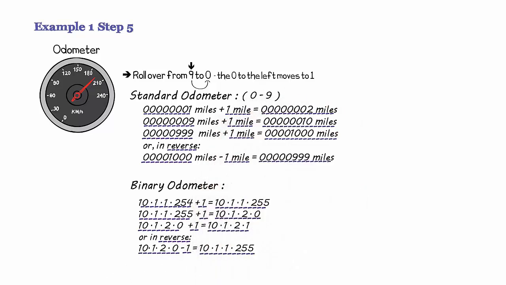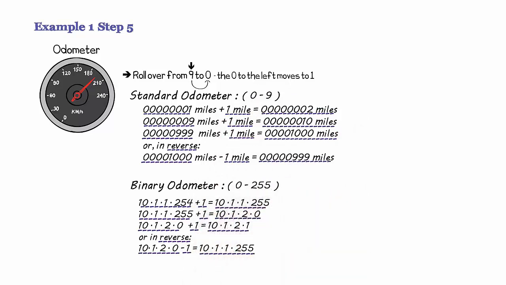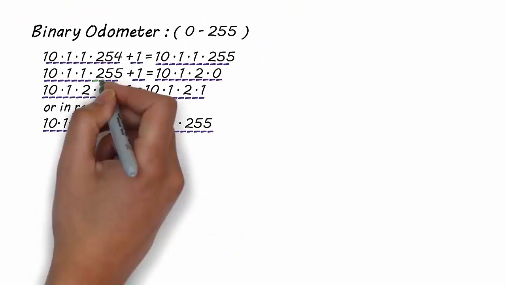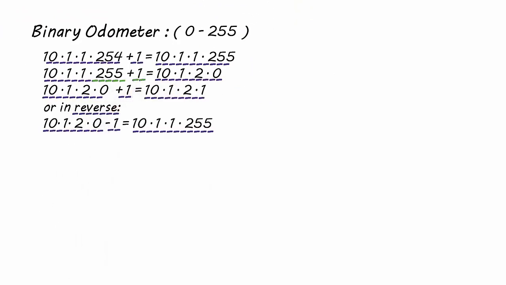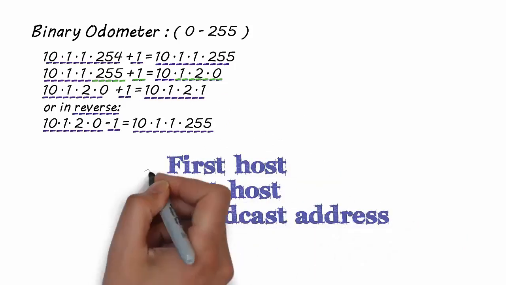In a standard odometer, the values can go from 0 to 9. In a binary odometer, the values can go from 0 to 255. And then they have to click over in the next octet. Thus, if the last octet is equal to 255 and you add 1, notice the third octet clicks over from 1 to 2 and the last octet clicks over to 0. So use this analogy to help you work out the first host, the last host, and the broadcast address.